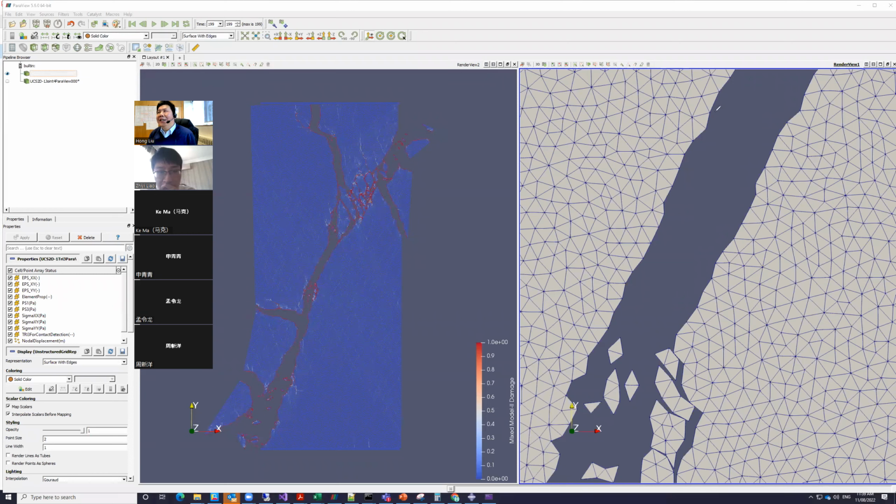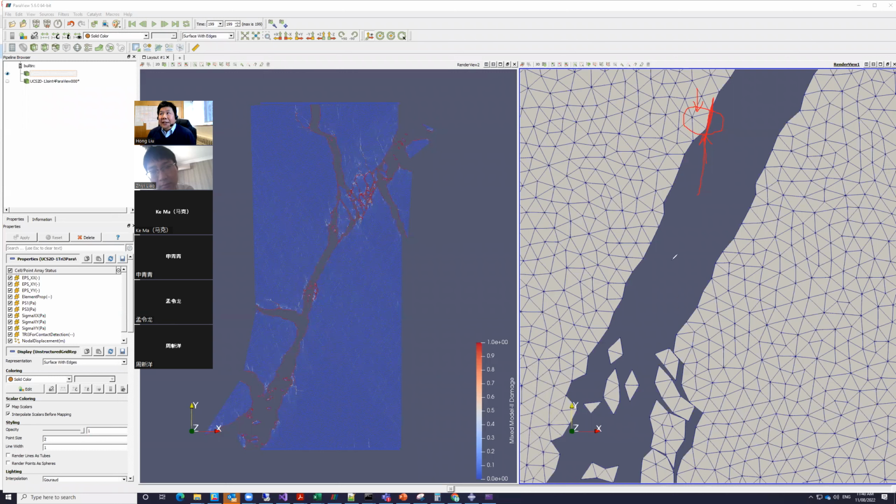If we look at this element, the loading is in this direction, but the failure plane is actually inclined. So you will not have exactly pure tension or pure shear. In each case, you will have more or less shear, or more or less tension.